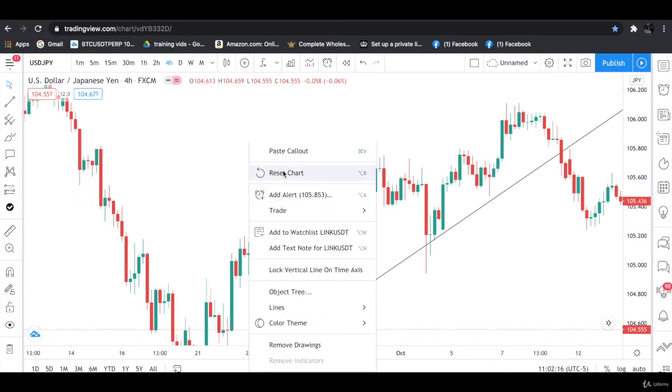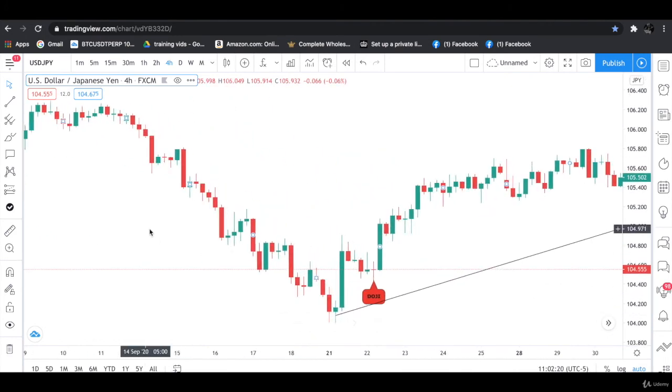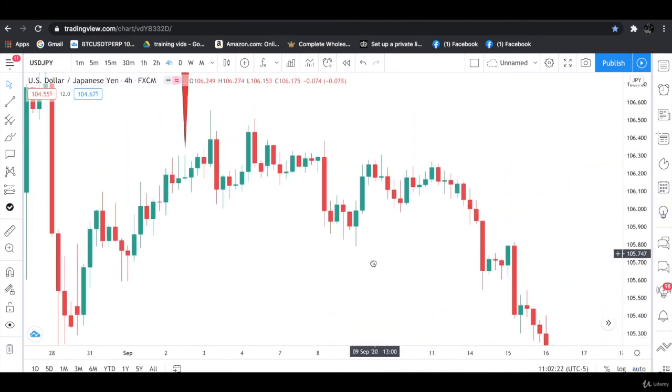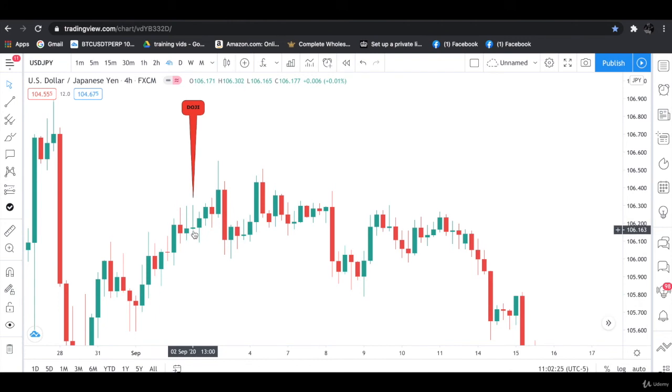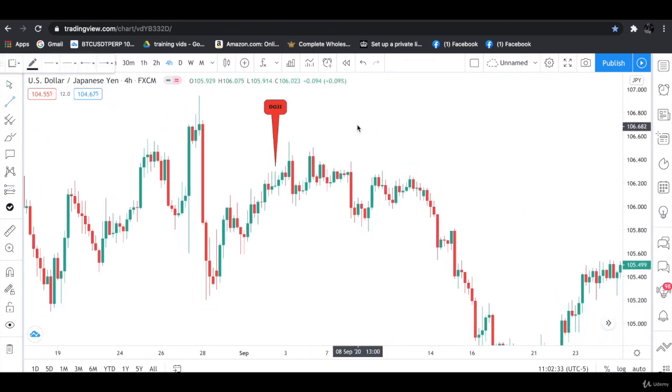Let's find another one. Here we have a gravestone Doji. What does this indicate? A possible trend reversal. And you can see the price dropped afterwards.